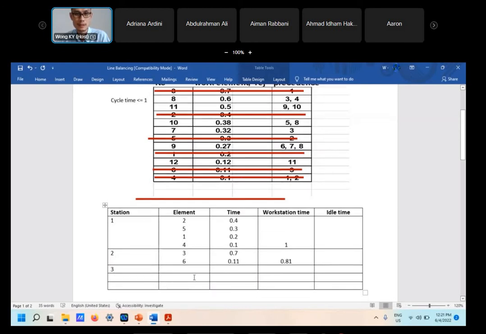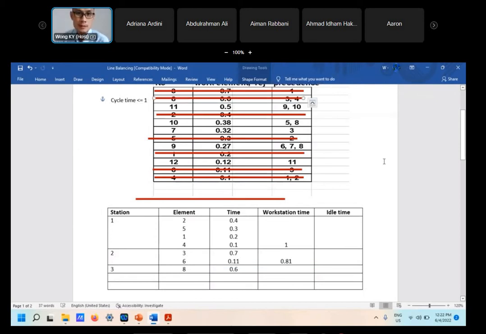So how to assign? Go to the top of the list, because we have arranged them in descending order, right? Start with work element 8. Can we assign work element 8 to workstation 3? Can, because work element 3 and 4 have already been started. So it means we can start with element 8. Element time is 0.6. Once you have assigned 8, you can cancel it.